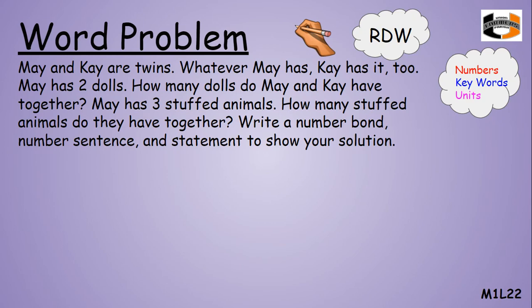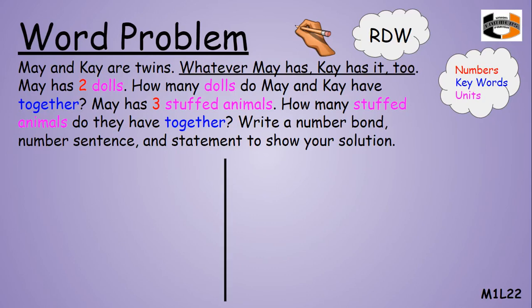So we're going to highlight our numbers, keywords, and units. We're going to look for something like a sentence that's very, very important. And I'm going to underline that. The sentence that's very, very important is whatever May has, Kay has it too. So whatever we figure out for May, it's going to count for Kay also, just a separate set. And our keyword is together. That tells us we are adding.